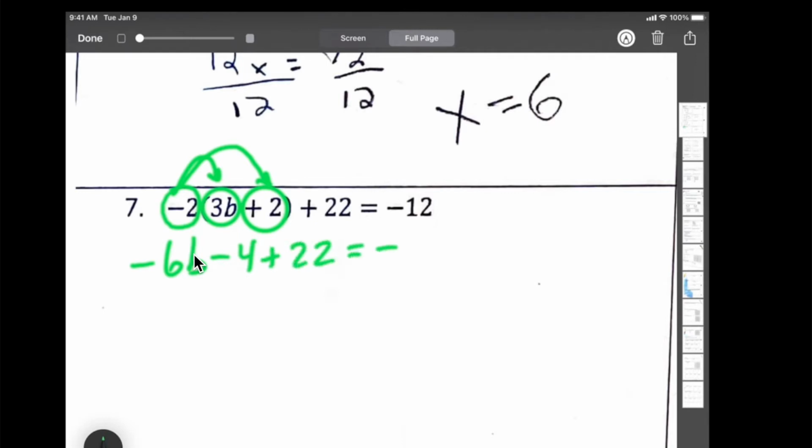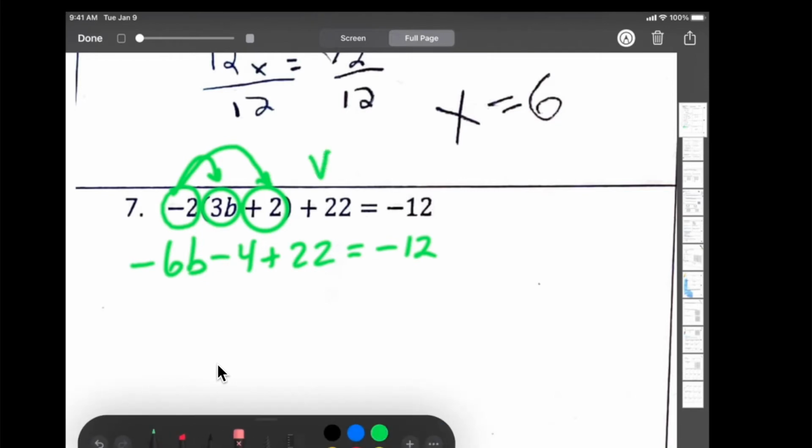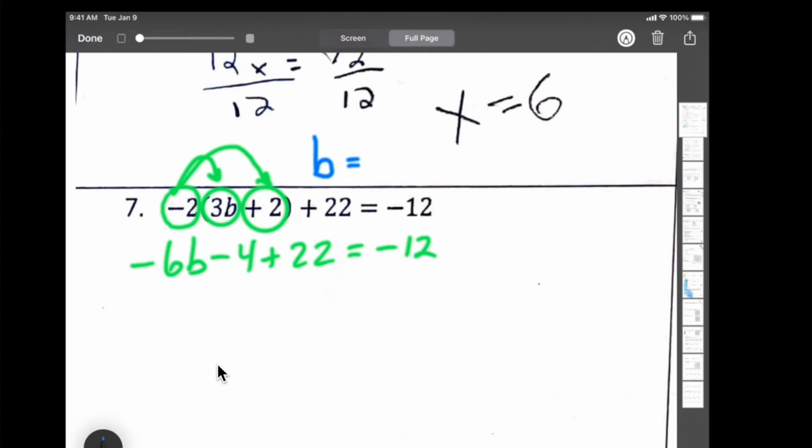Let's write down the rest of what we have. Okay, now let's assess what we have going on here. We have a variable, there's the b. We have constants over here, and we have a constant over here. So our goal, here's the schematic. We're going to get the variable, which in this case is the b. Okay, I'm going to change colors. We're going to get b on the left, and we're going to get all the constants on the right. That is our schematic. Now notice, we can combine these to make our life easier. Okay, if we have -4 plus 22, we can combine those. Those are like terms, they're both constants.